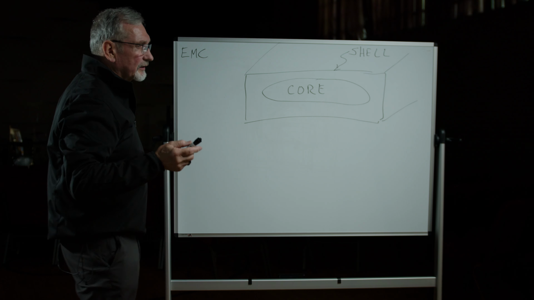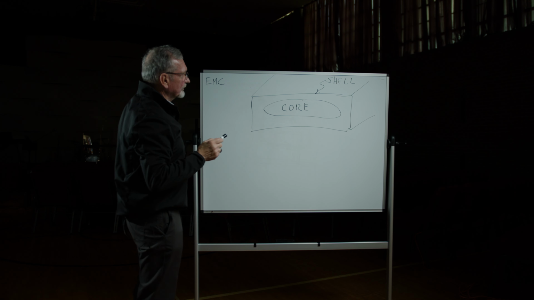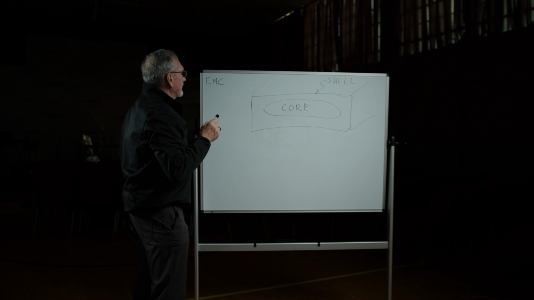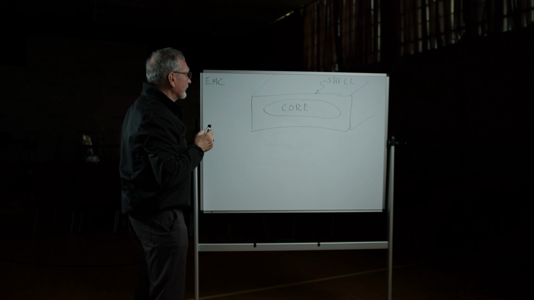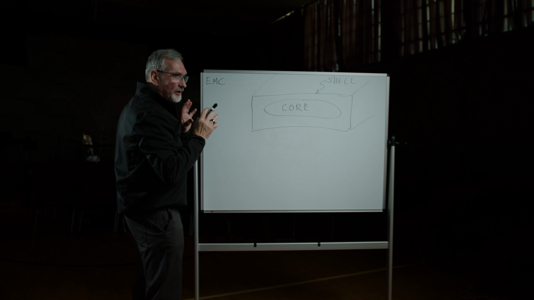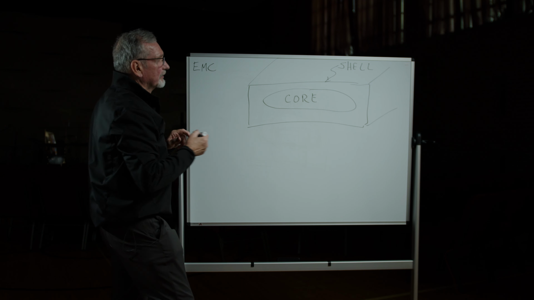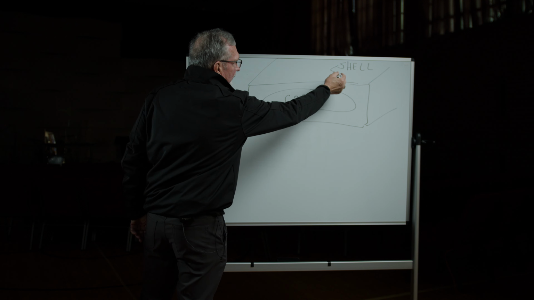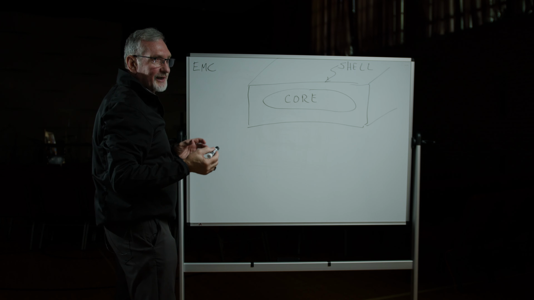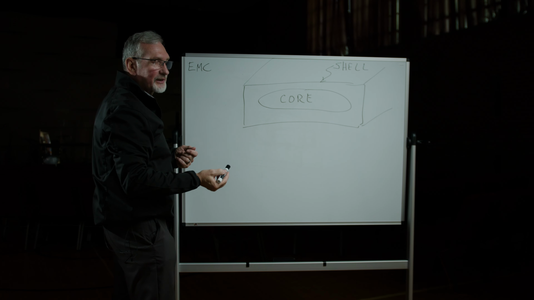Here we have a piece of wood. Here's your shell, here's your core. Traditionally, the EMC of a piece of wood, when you're drying it, the shell tries to come as quickly as possible to equilibrium moisture content. So you're drying traditionally, and the way this is designed is to dry from the outside in.